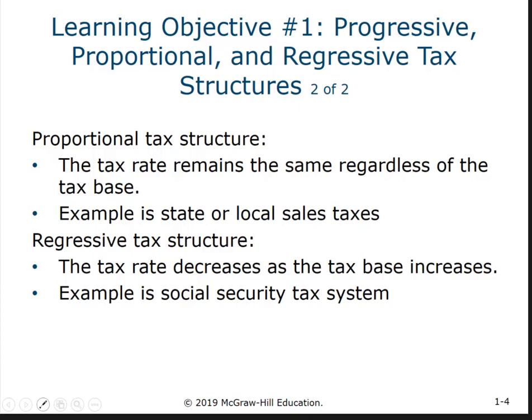A regressive tax structure means that the tax rate decreases as the tax base increases. As your income goes up, your tax rate goes down. Social Security taxes that your employer withholds, and we'll learn later, is a self-employment tax, actually is the same rate. It's a proportional system up until you reach a certain level of income for a particular year, and then for any amount of income past that the rate is zero. So that's somewhat of an example of a regressive tax.